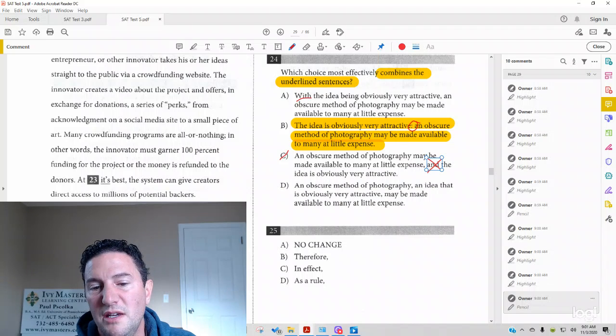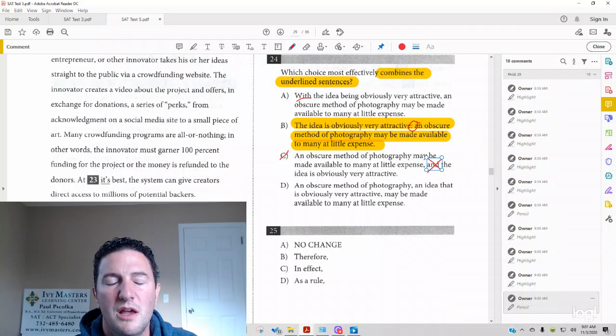Answer choice D, an obscure method of photography, an idea that is obviously very attractive, may be made available to many at little expense. The problem with answer choice D is you have a phrase that modifies something, but it's not next to something that it logically modifies. I'll give you a simpler example, and we'll come back to answer choice D.